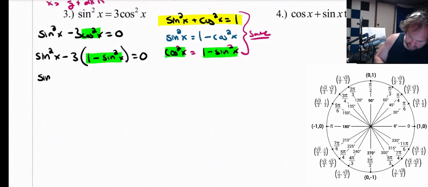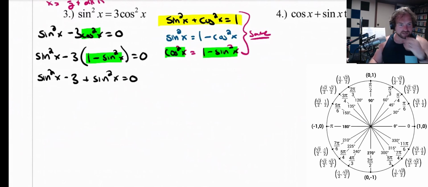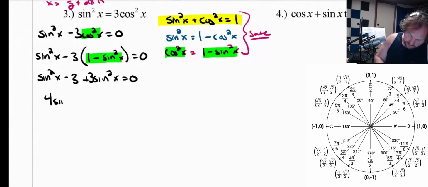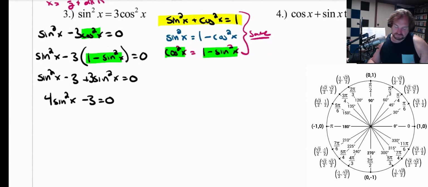We have currently sine squared of x minus 3 plus sine squared of x equals 0, and that is going to give us plus 3. I forgot about the 3 there. And when we combine our like terms together, that gives us 4 sine squared of x minus 3 equals 0. And we can't play the factor game in this problem the way we could in the previous 2, but we can, since there's only really one x here. Let's just try solving it for x like we would normally.